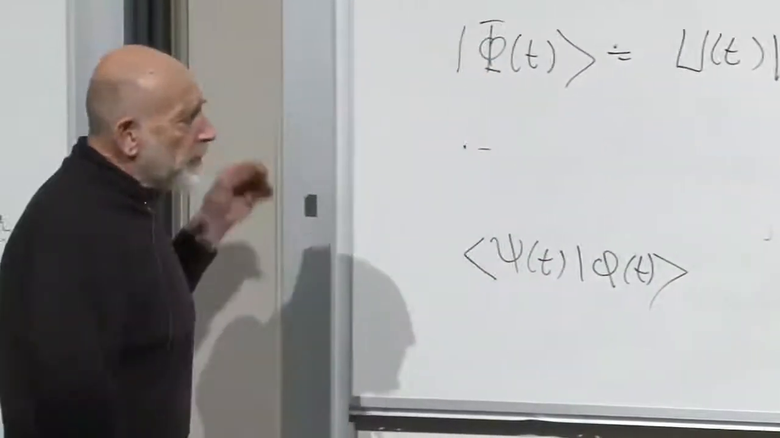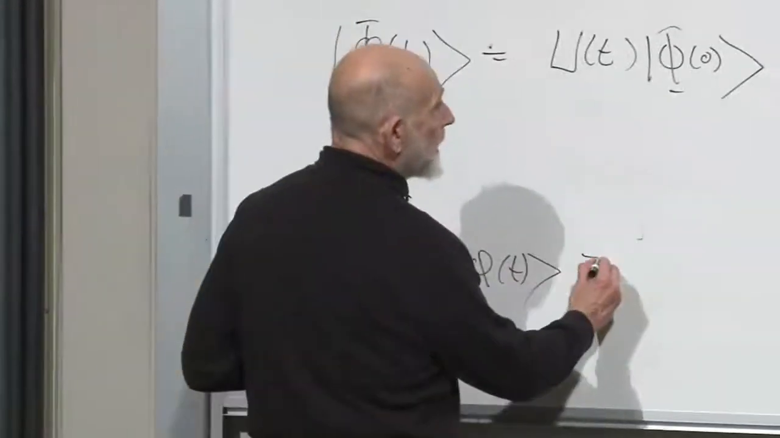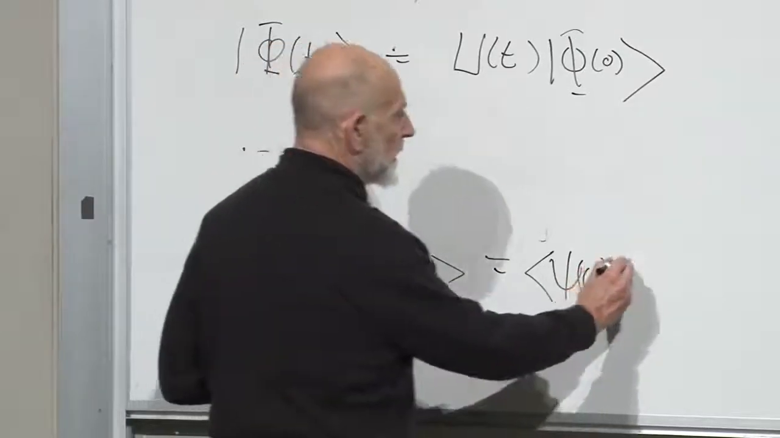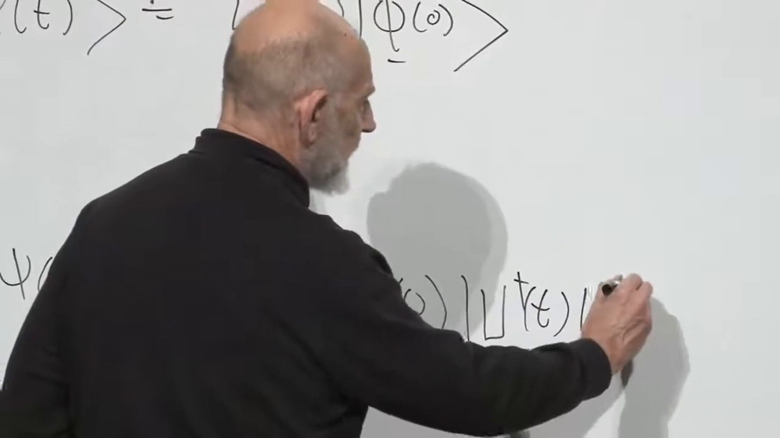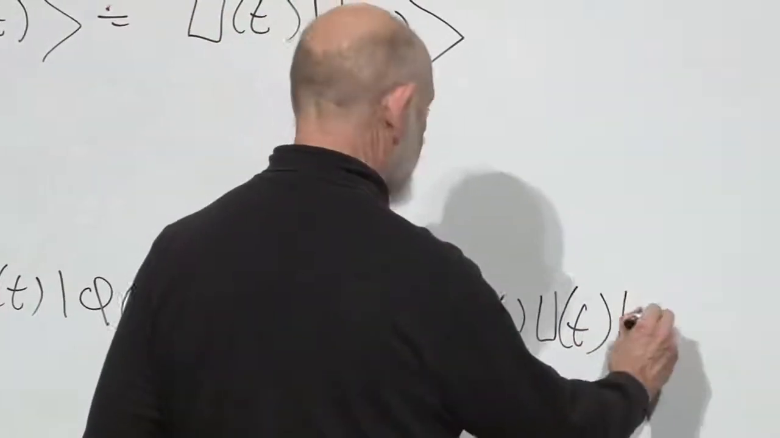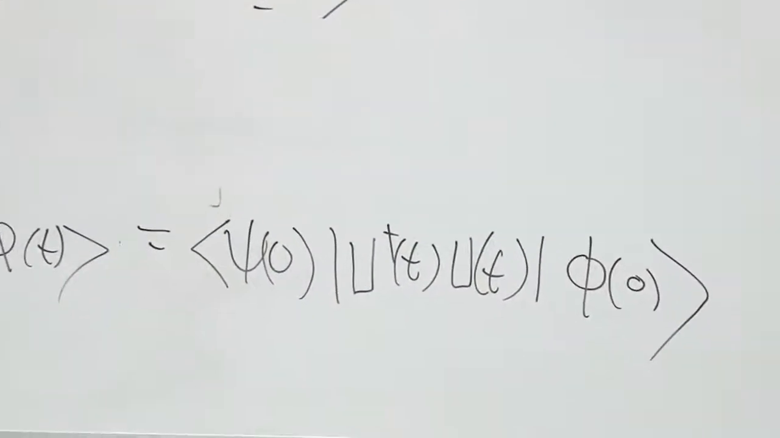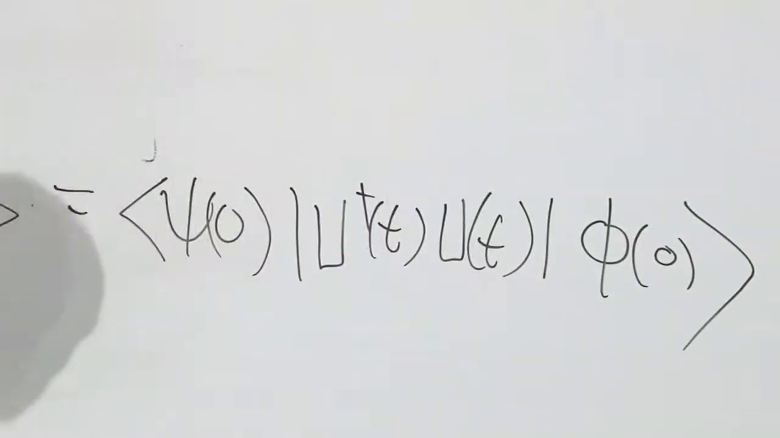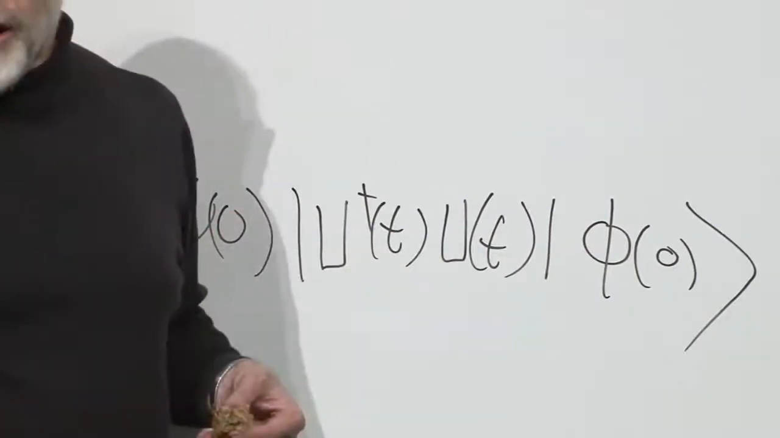For arbitrary states, they don't have to be orthogonal. Whatever they are, they have some inner product. That's equal to psi of 0, U dagger of t, U of t, phi of 0. All I've done is plug in. For phi, U of t. For psi, U dagger of t. Now, the product U dagger times U is another operator. What is the product of two operators?